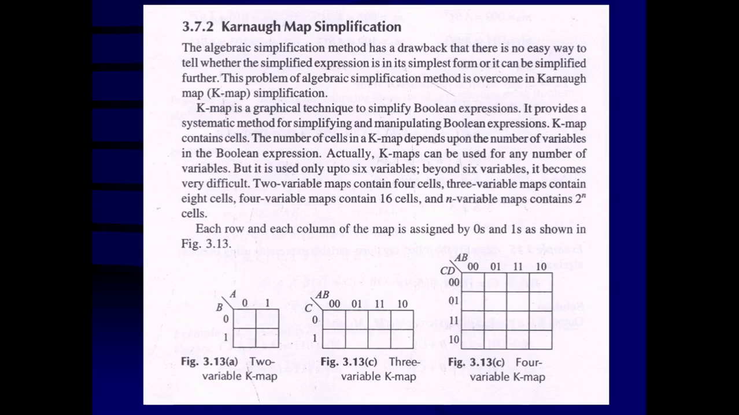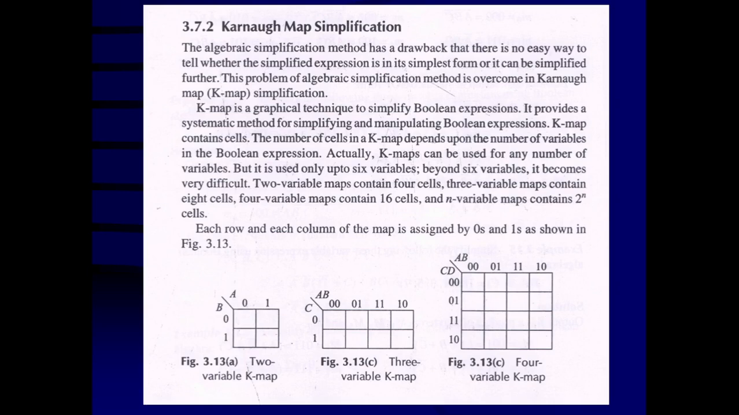So if there are two variables, then the total combinations will be 4. That means 2 raised to 2, that is equal to 4 cells will be there in this graphical method. If there are 3 variables, then 8 cells will be there. If there are 4 variables, then 2 raised to 4 is 16 cells. And in the Boolean expression, if there are n number of variables, that means 2 raised to n cells are going to exist.